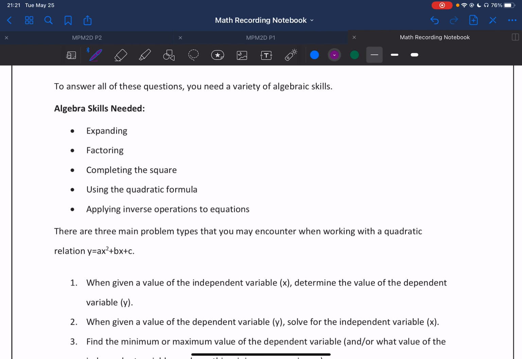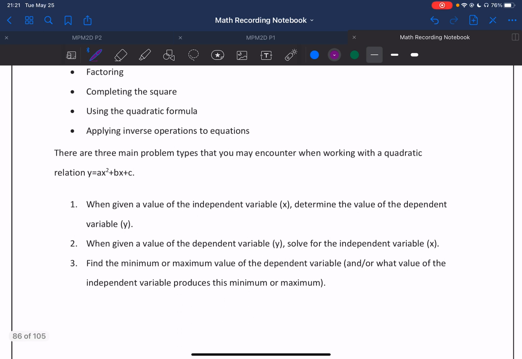Some of the skills you're going to need when you're solving anything related to quadratics: we need to be able to expand, factor, complete the square, use the quadratic formula, and apply inverse relations. So those are your main skills.